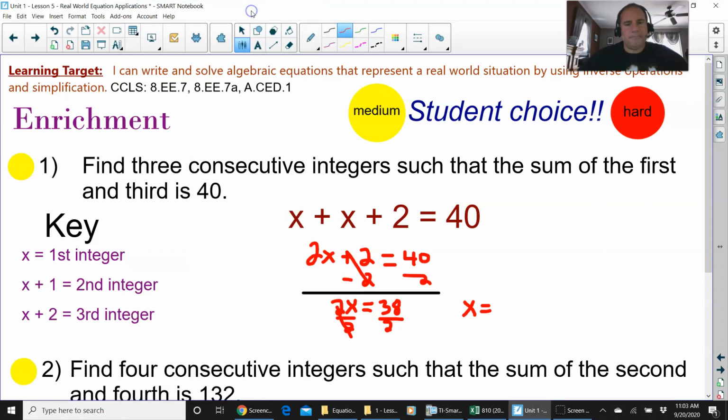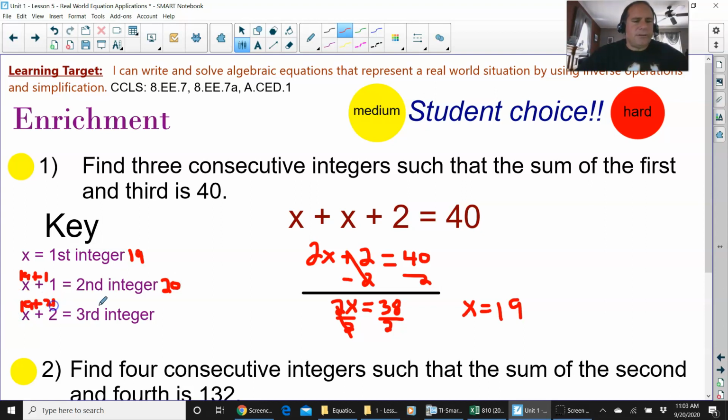19. So x equals 19. Find the three consecutive integers. So we're going to put 19 for the first one, and we're going to do 19 plus 1, and that's 20, and 19 plus 2, and that's 21.